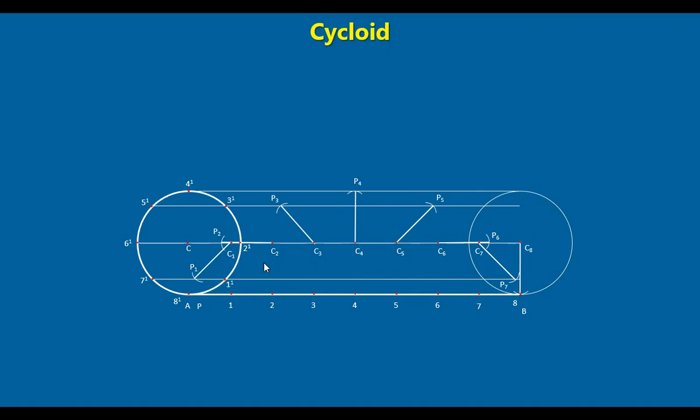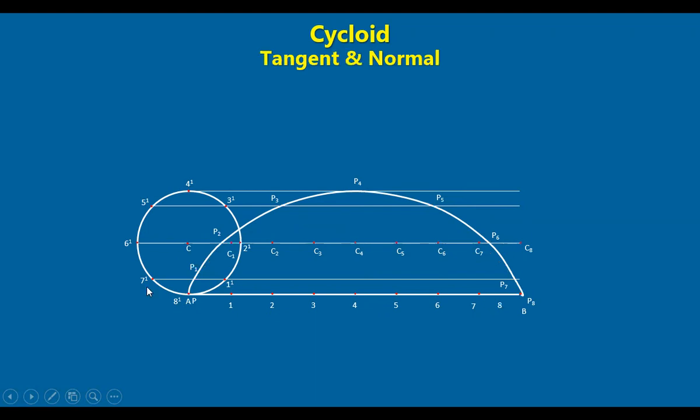We got all the points here, the intersection points. We join all these points by a smooth freehand curve like this. When you join all the points by a smooth freehand curve, we get the cycloid. The path traced by a point on the circle is called the cycloid. Now, suppose we have drawn the curve like this. I just erased the construction lines to be more clear. Now I have the curve.